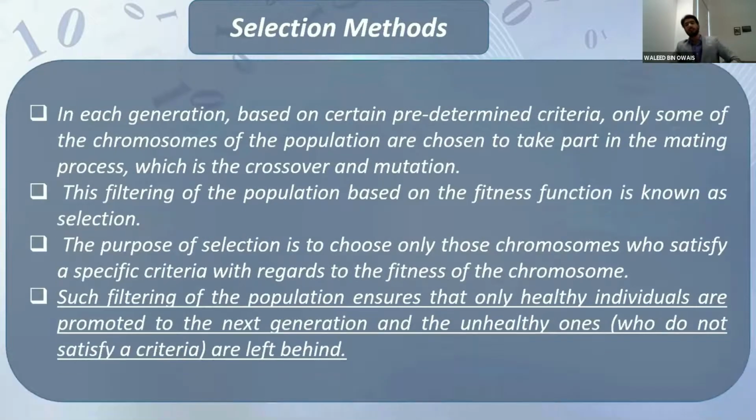So selection, the basic intuition behind selection is that we select the fittest individuals based on the fitness score, and what it does, it ensures that only healthy individuals are promoted to the next generation. So it's just a filtering process. Because the first generation is generated randomly, you don't want to take the unfit individuals based on the fitness score. So we just filter and we move ahead.